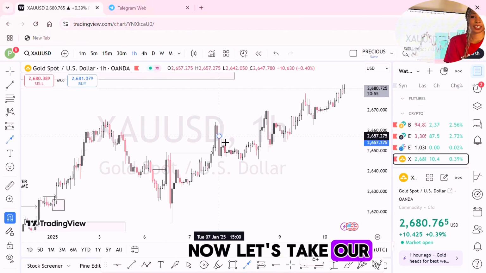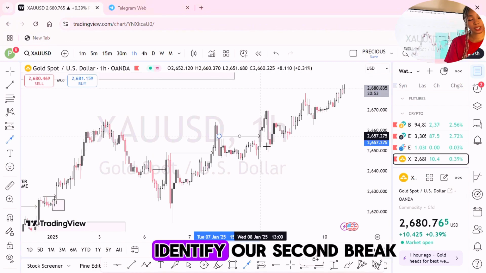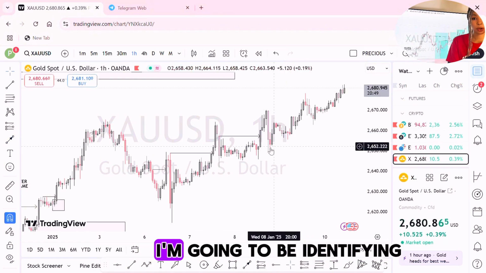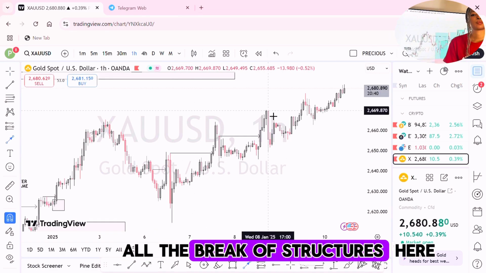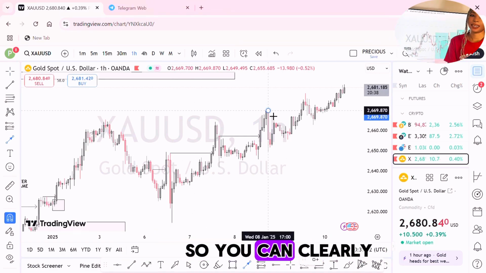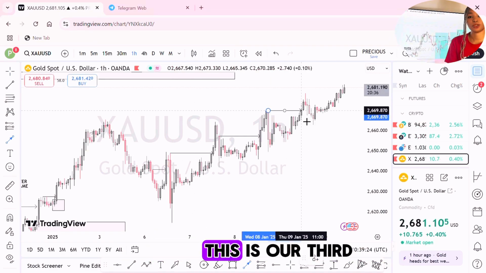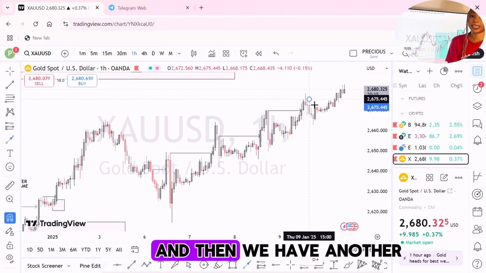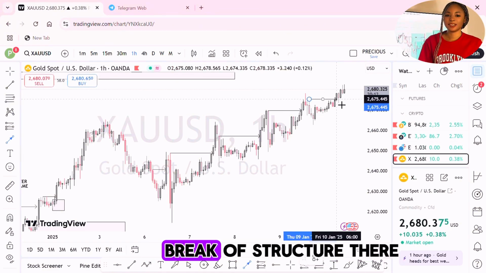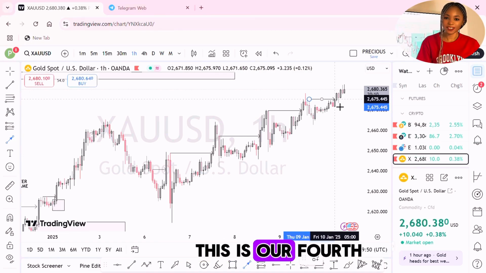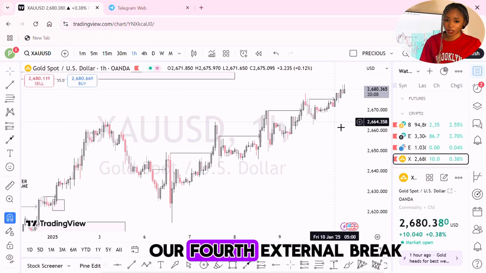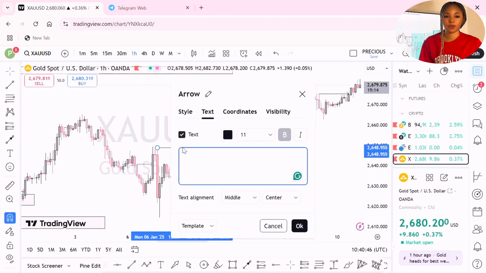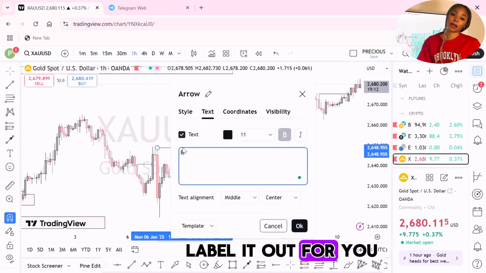Now let's take our tool and identify our second breakout structure. This is our second breakout structure. I'm going to be identifying all the breakout structures here so you can clearly understand what I'm saying. This is our third breakout structure as well. And then we have another breakout structure there. This is our fourth breakout structure, our fourth external breakout structure here. So now I'm going to label it out for you.